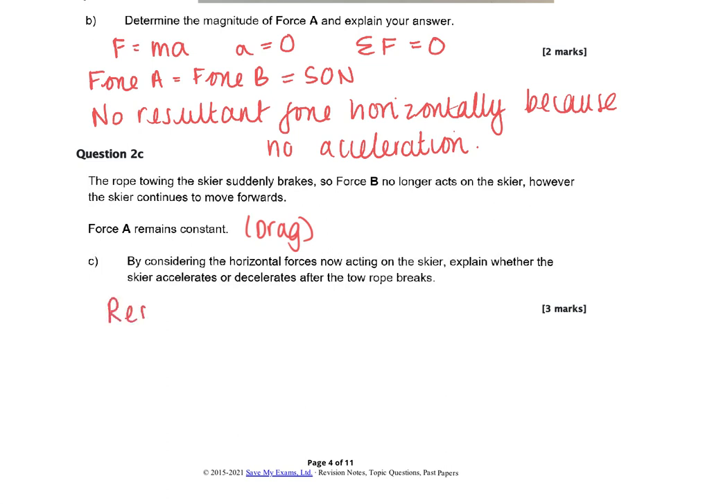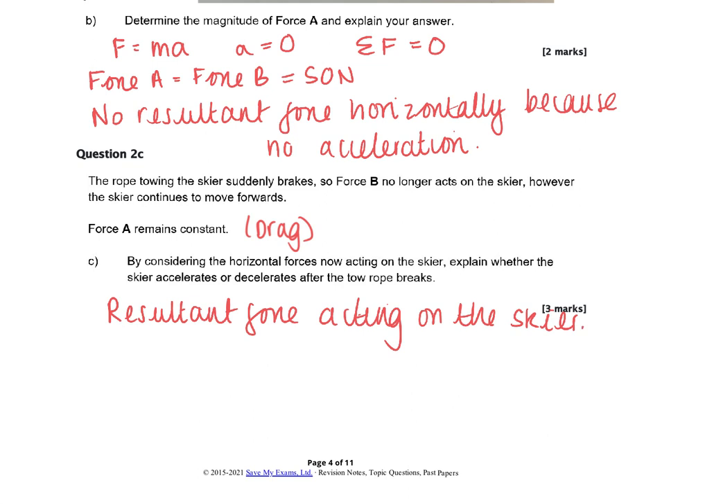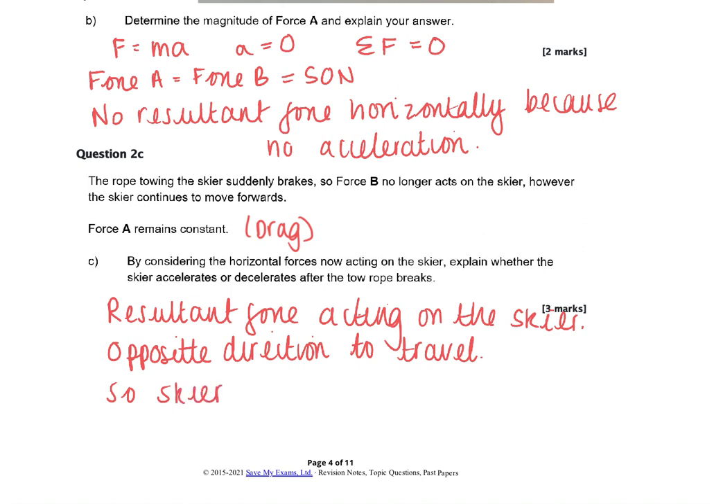So we need to say, first of all, there is now a resultant force which is acting on the skier. So before, even though there were forces, there wasn't a resultant force, there wasn't an overall force because they were balanced, but because force B is gone, now there is a resultant force. It's going backwards, it's in the opposite direction to the way he was travelling. So he was travelling forwards, but this force is going backwards. So there's our first 2 marks, and the final one is just to state what we already know. So that means our skier is going to decelerate. So our skier decelerates.